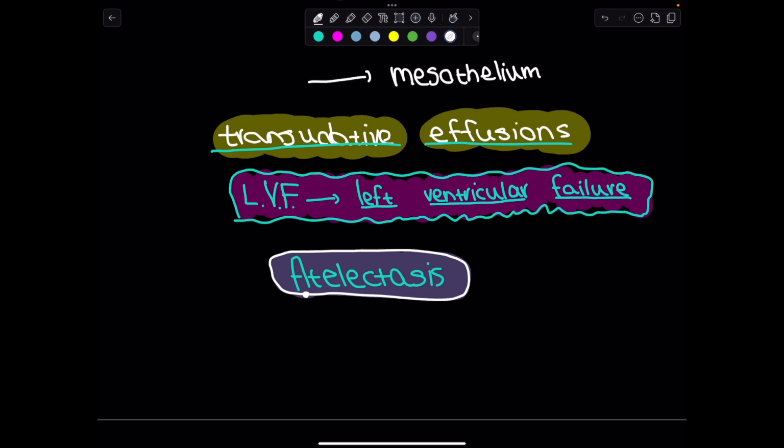What is, wait, simply in a sentence, what is atelectasis? Atelectasis is when a part or all of a lung collapses or fails to inflate, causing reduced or no air in the alveoli. Your next question. And atelectasis, why is it transudate? And what is the etymology of atelectasis?